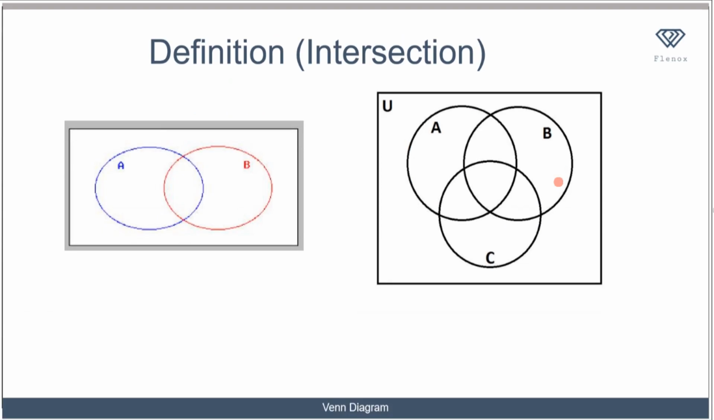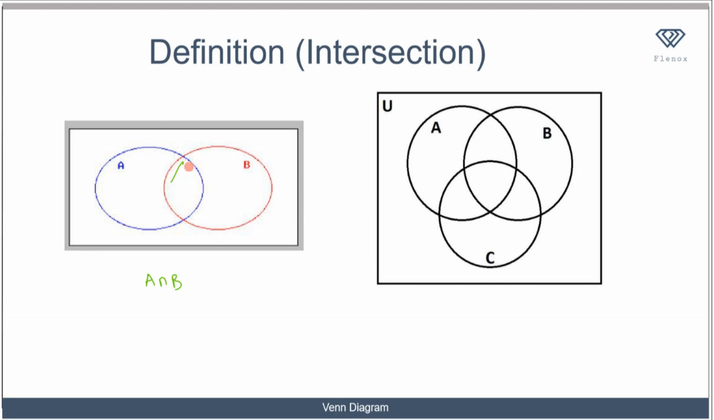Now what about the intersect? As we said before, intersect represents the elements that are common to both sets. So in this case, A intersect B refers to the elements that are common to A and B. You have A here and you have B here. So where is the intersection? You can see that the point of intersection is this area under here.